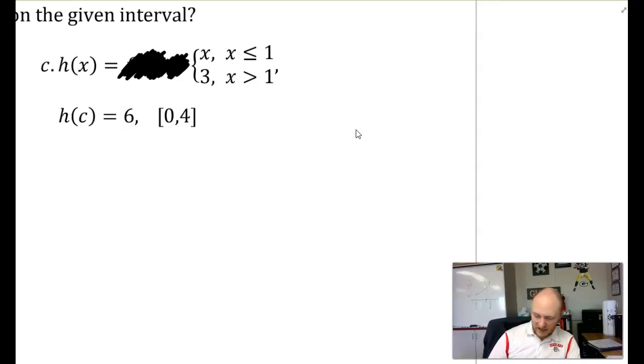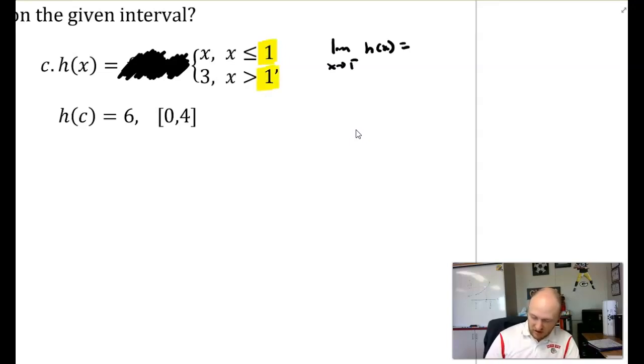Well, I got to go ahead and check continuity. Okay, so what is the limit as x approaches 1 from the left of h of x? It's piecewise, so I'm going to inspect the cut points. I want to make sure the top piece is equal to the bottom piece.